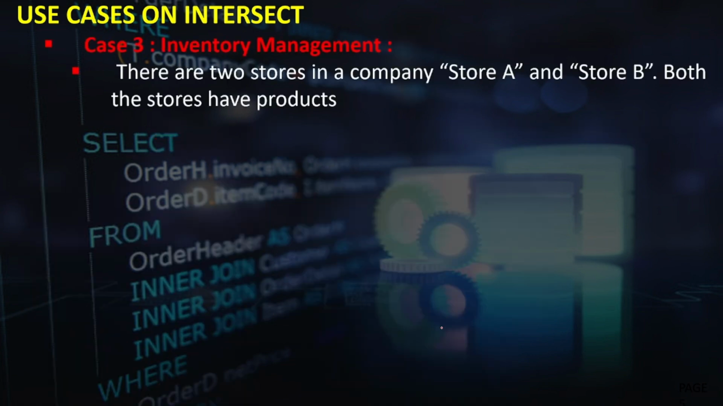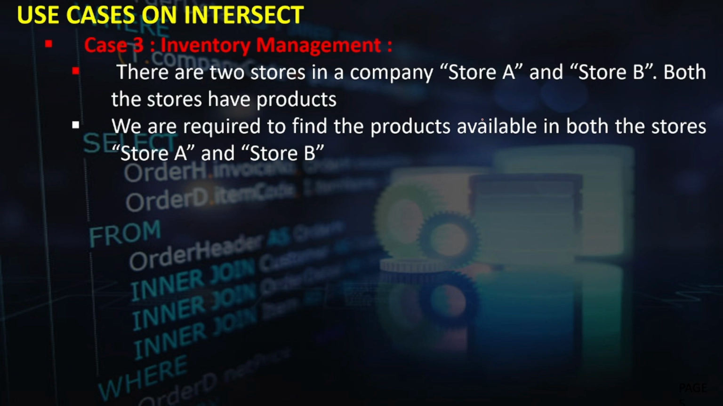Let's go and explore use case 3. Use case 3 is when there are two stores in the company, store A and store B, and both stores have some products. I want to check what products are available in both the stores at a point of time. And for that, they can use intersect.